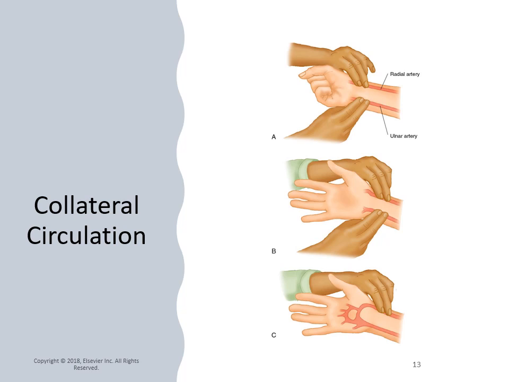Note that the ulnar artery is on the pinky side of the hand. The radial artery is on the thumb side of the hand.